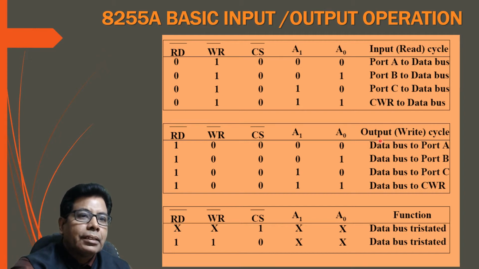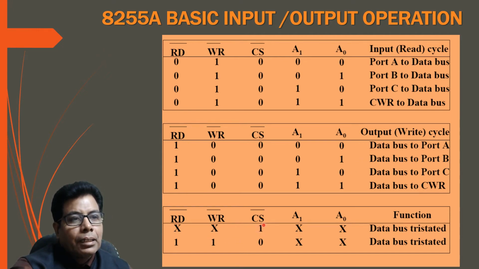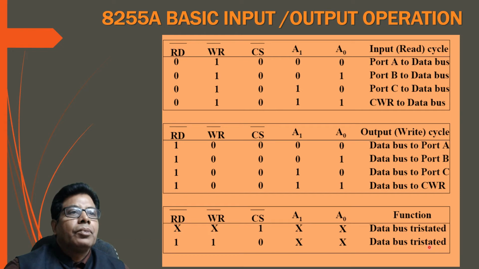So input and output cycles are working in this way, but when CS bar is 1, at that time the other signals are don't care. So the bus is tri-stated. And when CS is 0 but both RD bar and WR bar are 1, again these signals are don't care and the data bus is tri-stated. So this is how the 8255 basic input output operation will take place.